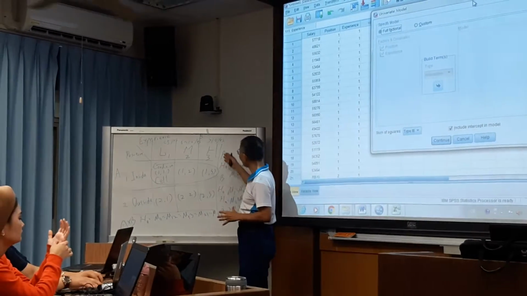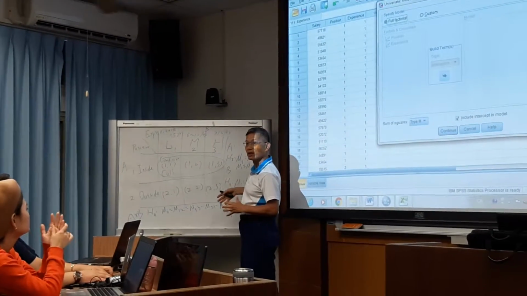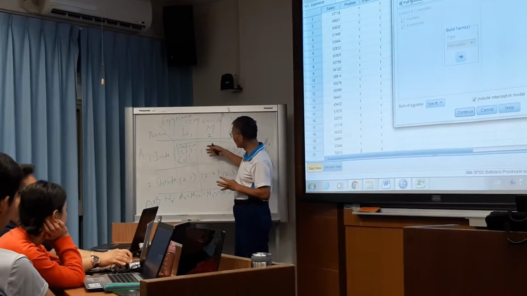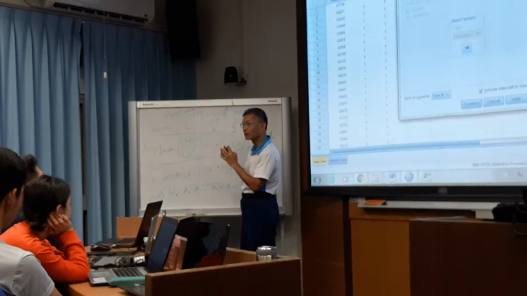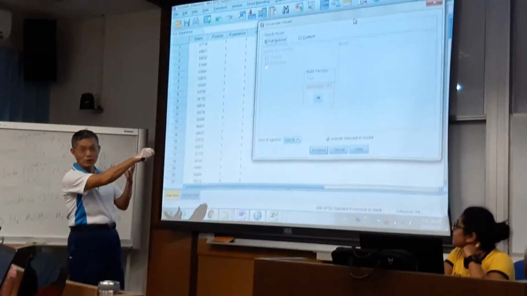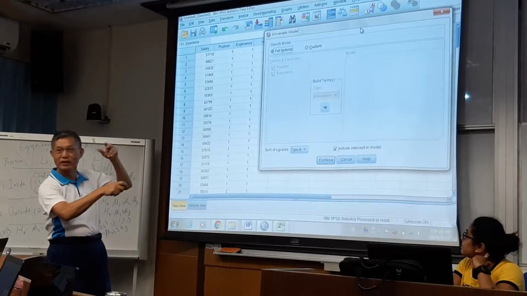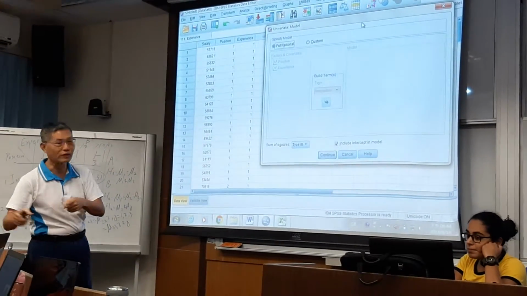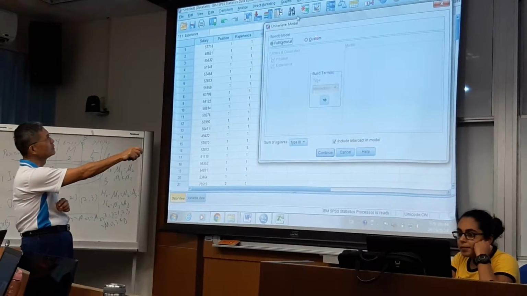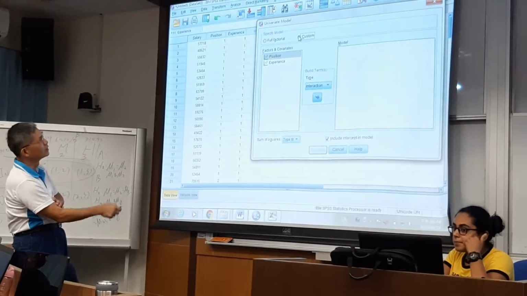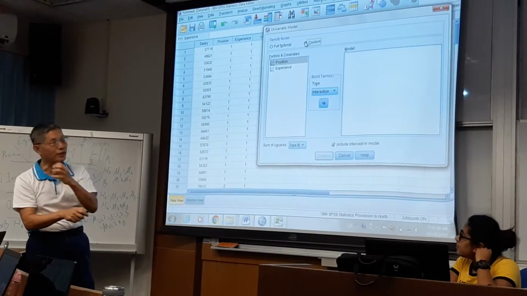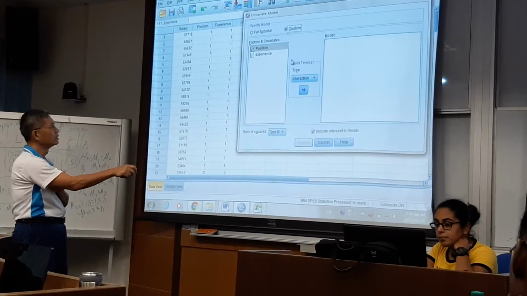For example, if you have A, B, C, D, there are 4 factors, and the combination for some of these has 0 observations. There is no way you can get this result. So you need to specify the model by yourself. For example, custom, can you click the custom? So, okay, build your term, click here.